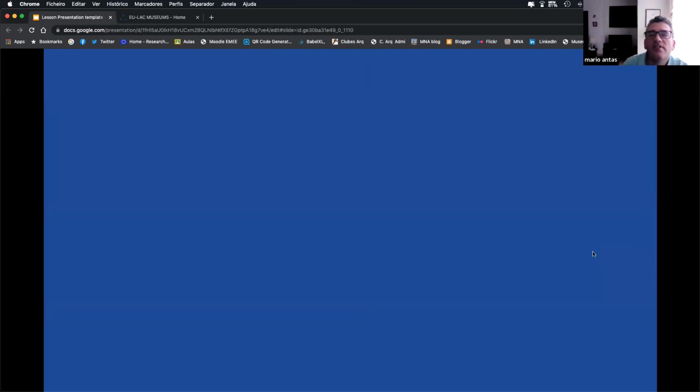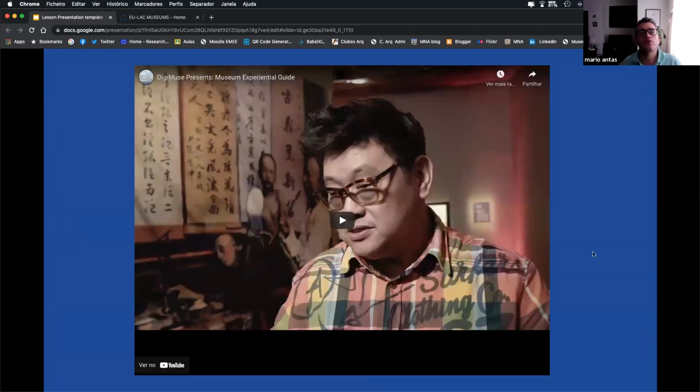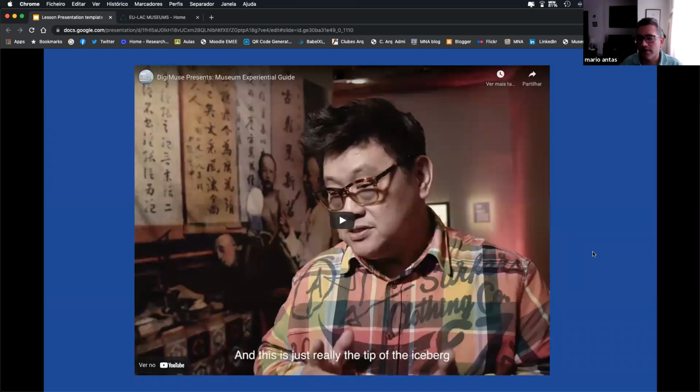And of course we can use these platforms, and I just want to show you another example of using platforms and new technologies, in this case augmented reality and virtual reality, and show you the potential of these platforms and of new technology in museums.